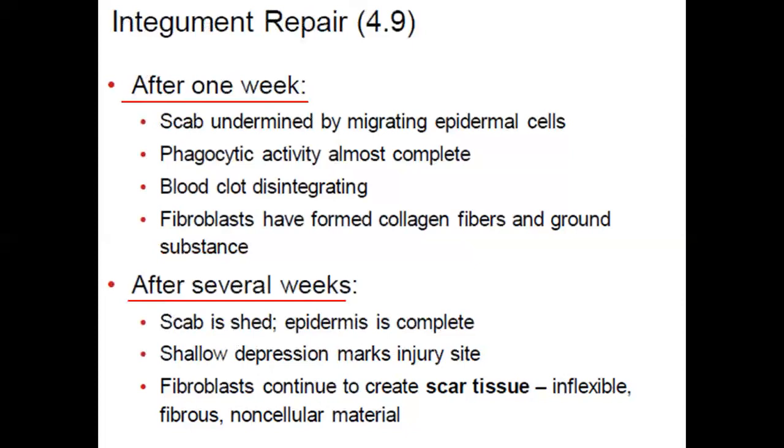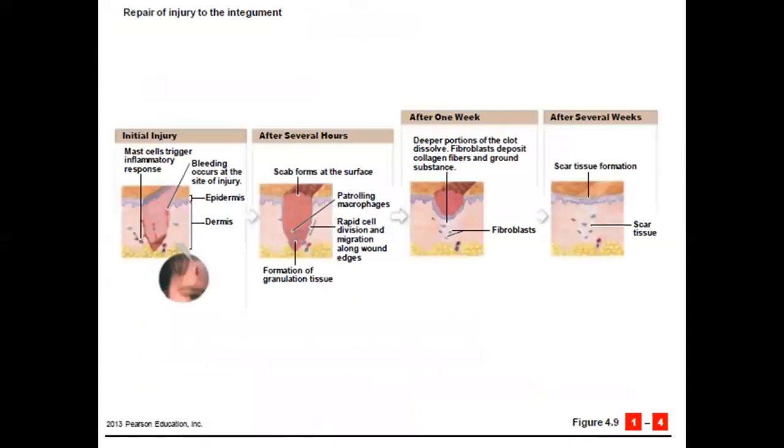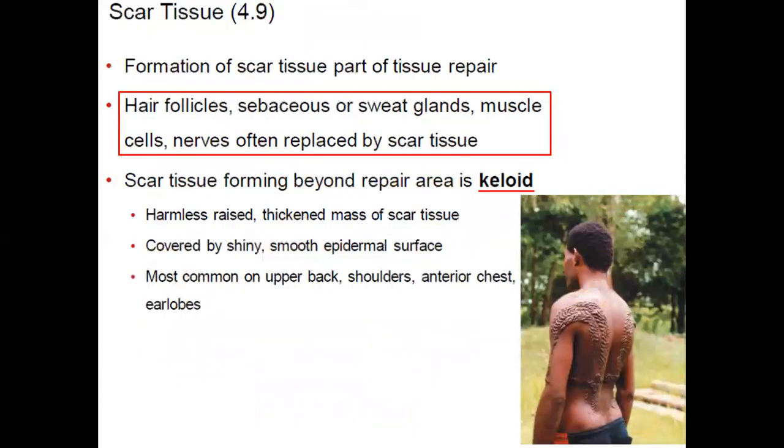And fibroblasts continue to create scar tissue that tends to be inflexible, fibrous, and non-cellular materials. So just mostly fibers, collagen fibers. There's a figure that summarizes that. This scar that I mentioned is basically part of tissue repair. Hair follicles, sebaceous glands, sweat glands, muscle cells, nerve cells, it's all replaced by just fibrous tissue, scar tissue, collagen fibers. The scar tissue is basically beyond repair at this point.